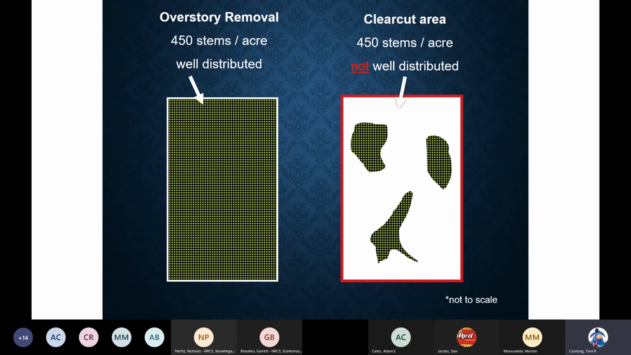So the first thing there on the left shows that, that's pretty well distributed. You can see over the whole lot, you've got 450 stems per acre, pretty much anywhere that you go. On the right-hand side, you've got a clear cut area. It might have 450 stems per acre, but they're not well distributed. They're contained in very small patches. Unless these small patches are greater than 5 acres, then they become part of the overall cut. So this is definitely a clear cut here.